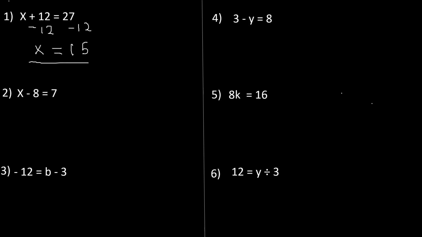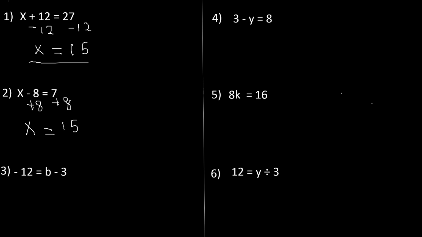In the next equation we have x minus 8 equals 7. Then this is minus 8, so we have to add 8 to both sides. So x will equal 7 plus 8, which equals 15.